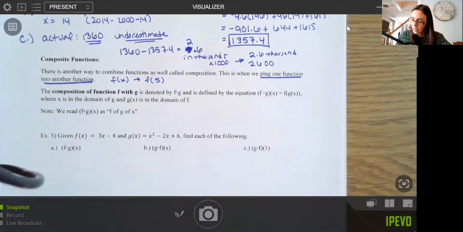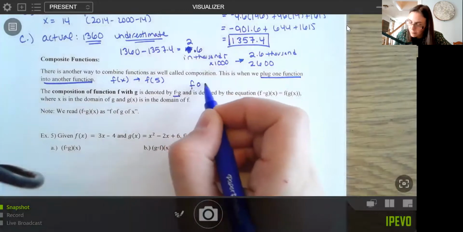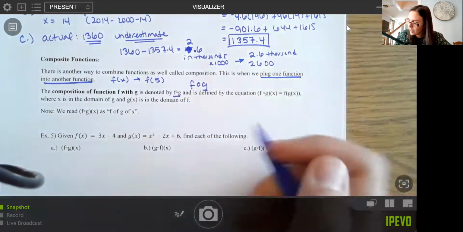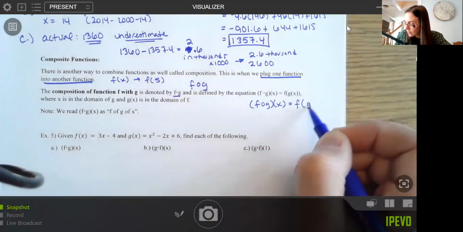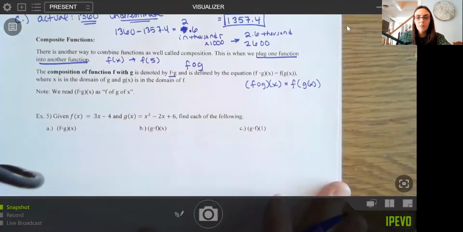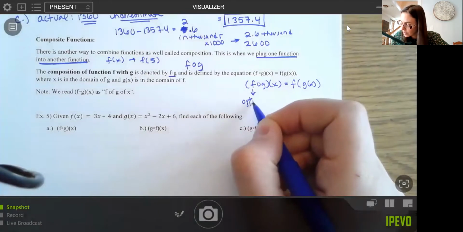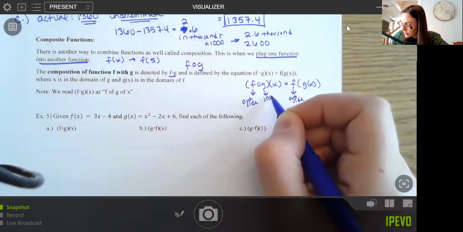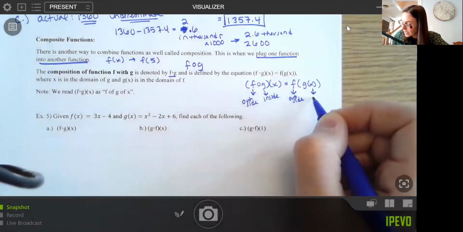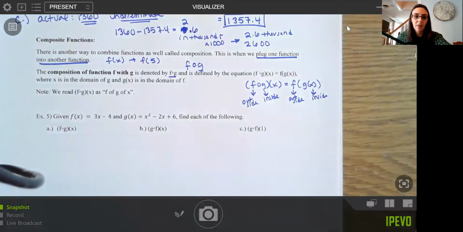There's some new notation here. So the composition of function f with g is denoted by this. So it's like a raised open circle. And you can write it that way, or you can also write it using that notation here. Now, one thing I want to note, there's always an outside function and an inside function. So the outside function is either written first or on the outside. And then the inside function is written second or on the inside. I tend to like the second notation better because you can kind of see what's being plugged in, but they both mean the same thing.